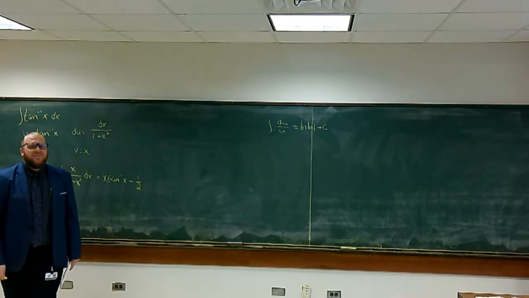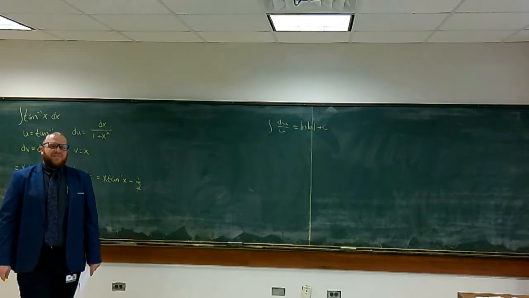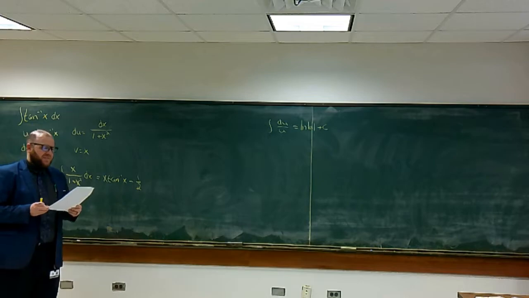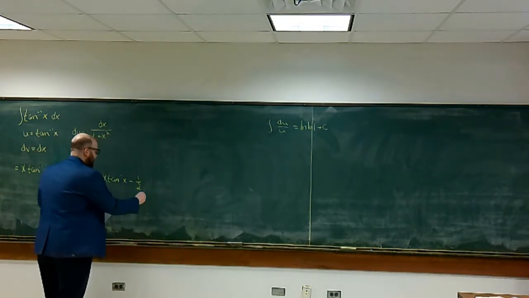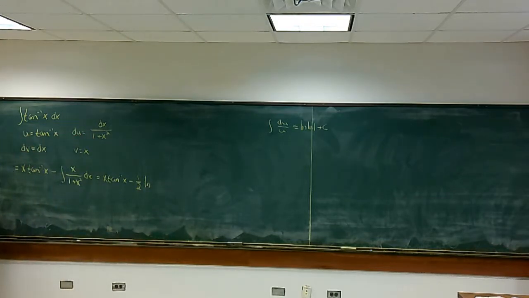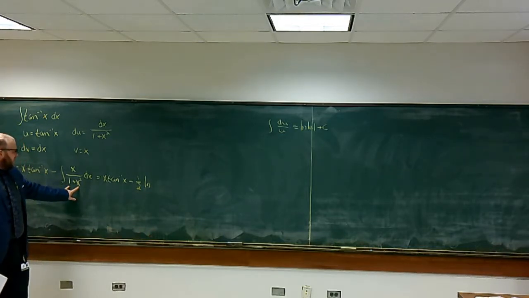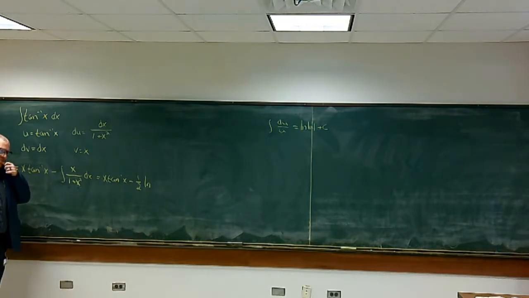Natural log of the absolute value of u. Can 1 plus x squared ever be negative? Technically, it can. If I let x be 2i, you get -3. But we're not dealing with the complex plane, we're only dealing with the real plane. So, no. In the real plane, 1 plus x squared is never negative. I can drop the absolute values.